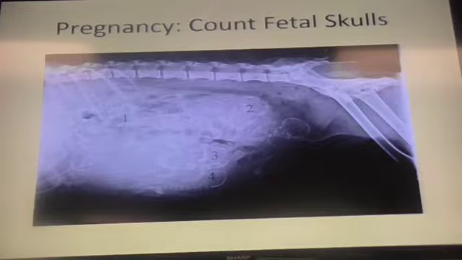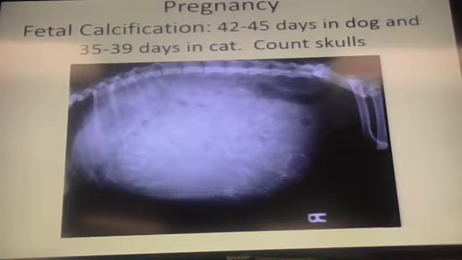If you're looking for viability, then you do ultrasound to look for cardiac activity. Okay, calcification, I already talked about that.